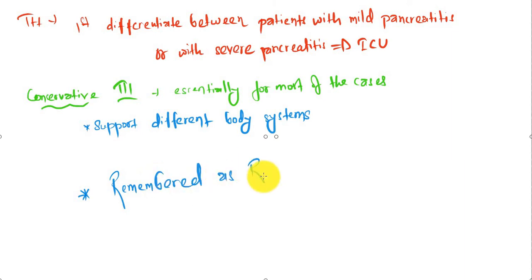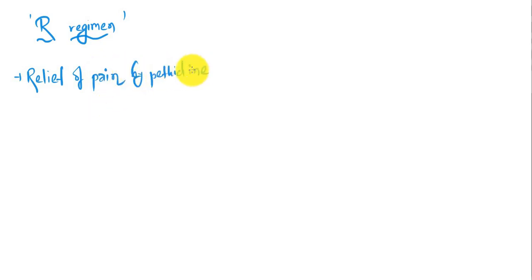This treatment regime is remembered as the R regime. The R regime of treatment stands for, first, relieving the pain by pethidine. We can combine it with atropine in order to counteract the spasm of the sphincter of Oddi induced by opiates.